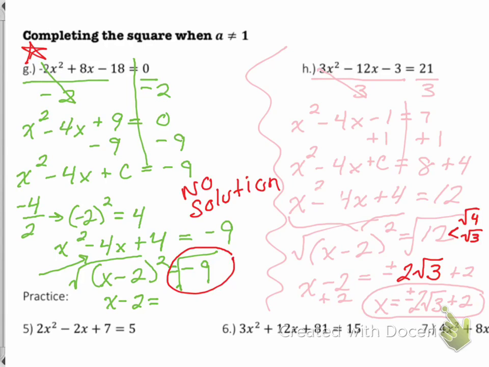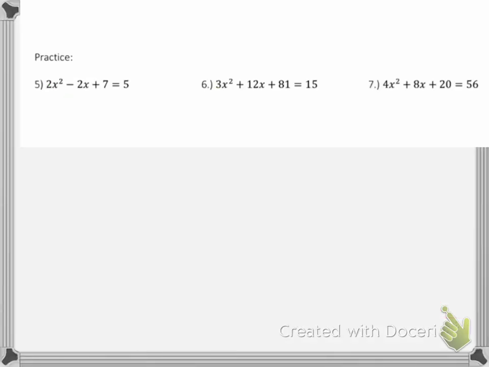So why don't you go ahead and try numbers 5, 6, and 7 on your own. For number 5, you're going to start by dividing everything by 2. And so that gives me x squared minus x plus 3.5 is equal to 2.5.